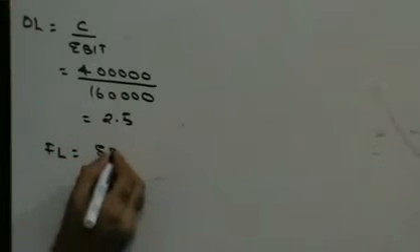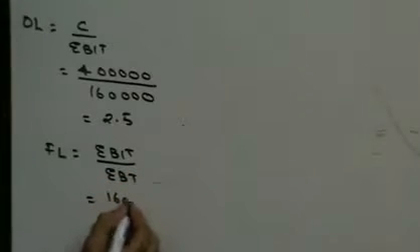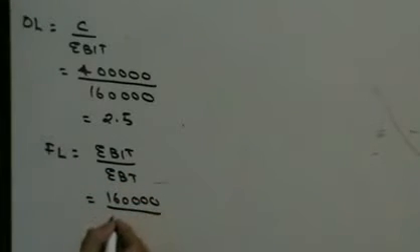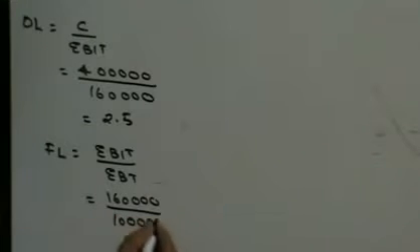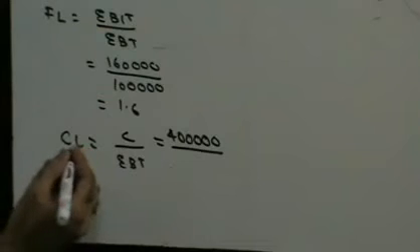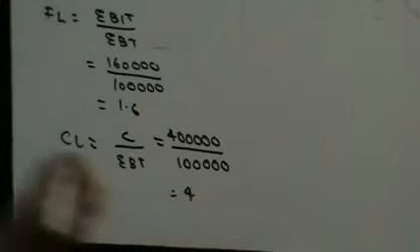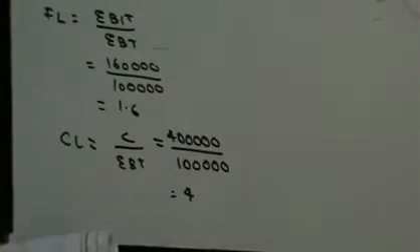Financial leverage is nothing but EBIT upon EBT. EBIT is 1,60,000 upon EBT 1 lakh. 1.6. And then combined leverage. Combined leverage is nothing but contribution upon EBT. Contribution is given to you as 4 lakhs divided by EBT. EBT is given to you as 1 lakh, so 4. Right? Straightforward calculation of the three leverages. Right? Next, let's move on ahead.